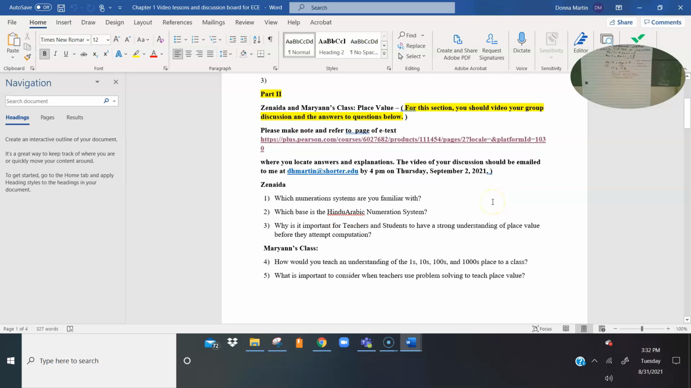And here are the questions that you are considering and that were asked to, is it Zanaida or Zanaida? I'm not sure, can't remember. And MaryAnn. Which numeration systems was she familiar with? And what do you know about numeration systems? Are you familiar with the Hindu Arabic numeration system? I'm sorry, my voice is leaving. And why is it important for teachers and students to have a strong understanding of place value?